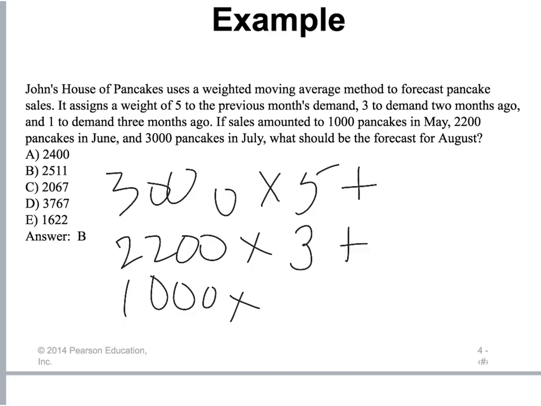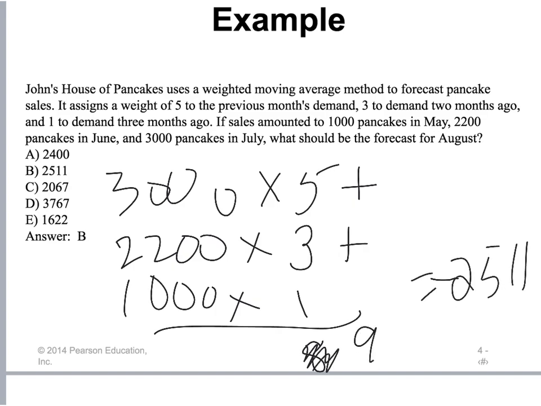times, I can't even see this. I'm going to assume I said 1. And then you sum that up, and it's divided by 5 plus 3 plus 1, which is 9. And the answer is B, which is 2511. I'm sorry, I can't see what's on the other side, but you get the understanding.